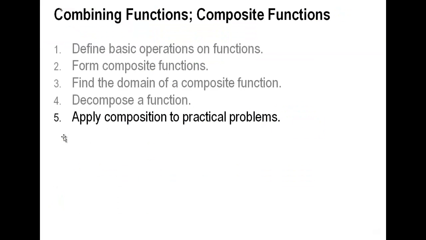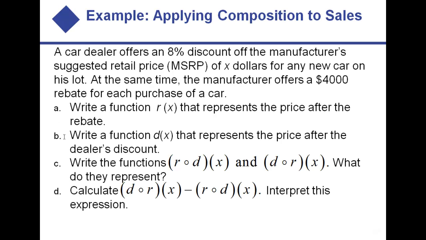Okay, applying composite functions to practical problems. Well, we already saw that in the previous example with the circles. Here's another similar example. If a car dealer offers an 8% discount off of the manufacturer's suggested retail price for any new car on the lot, at the same time the manufacturer also offers a $4,000 rebate for each purchase of a car, they want us to write some function r that represents the price after the rebate. I would have called it p of x, but they're calling it r of x because of rebate. They want us to also write some other function d of x that represents the price after the dealer's discount.